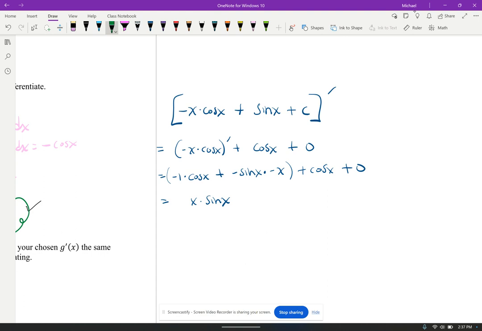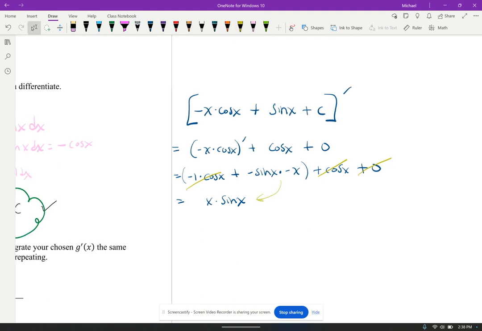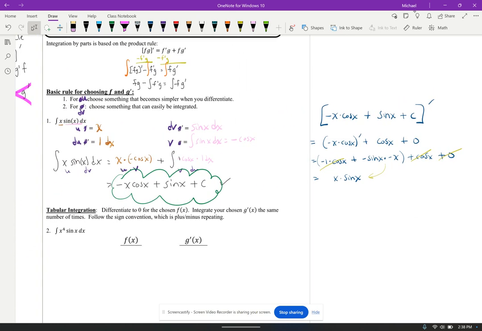And when I take the derivative of the first thing, because I'm multiplying, I got to do the product rule. And so here's the product rule. You can double check that I do that correctly. But once I do the product rule, I notice that I have negative cosine x plus cosine x. These are actually going to cancel. The derivative of the constant was 0, so that's gone. And so I'm left with a negative sine x times a negative x, and that leads me to this, which was my integrand that I started with.